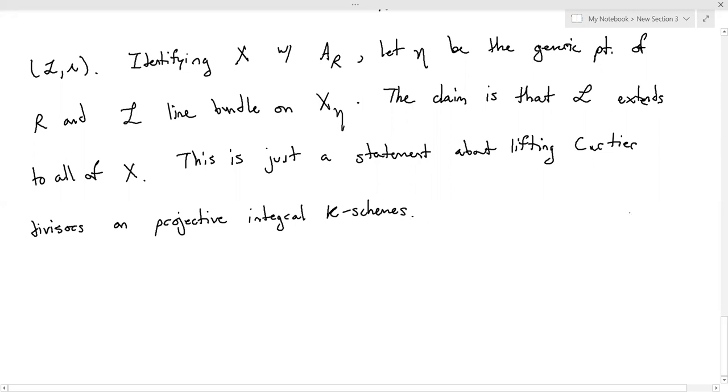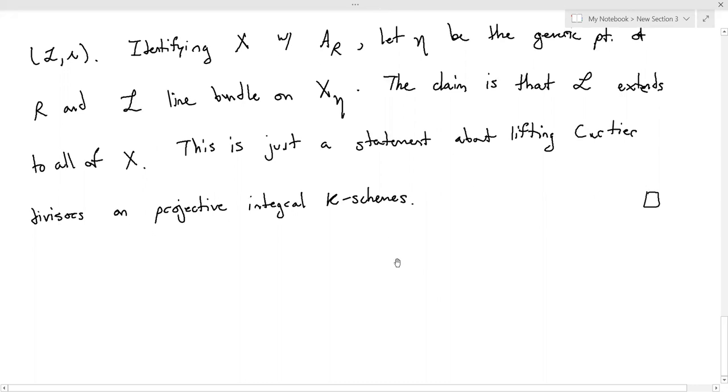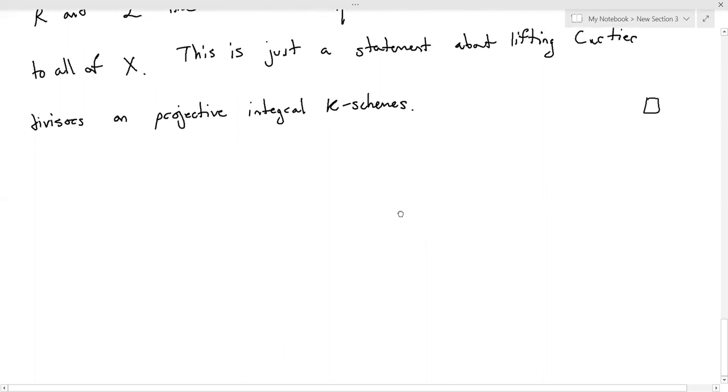So I don't want to go into too much more detail on this, but what you should know is that this is a fairly straightforward result because the Cartier divisor associated to L gives you some rather nice combinatorial data to play around with. And then you can imagine taking all the associated open neighborhoods of the Cartier divisor and beefing them up in the appropriate way. Ask me for details later if you're still curious.